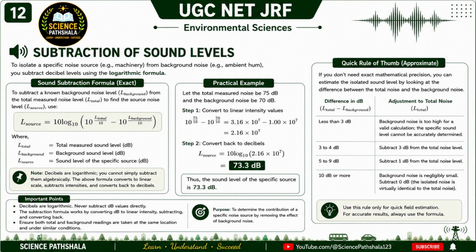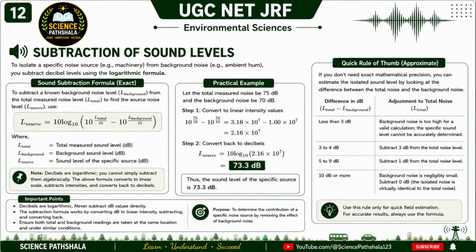Here the formula shown is used to calculate the actual source sound level from the total measured noise and the background noise. So let us take the practical example shown on the slide. Suppose the total measured noise is 75 decibels and the background noise is 70 decibels. After applying the logarithmic subtraction formula, the isolated source sound level becomes approximately 73.3 decibels. The slide also shows a quick rule of thumb.